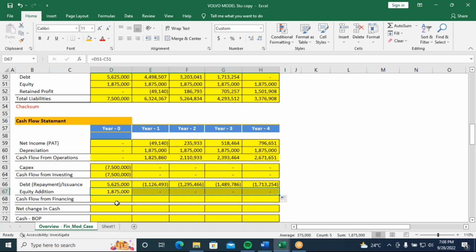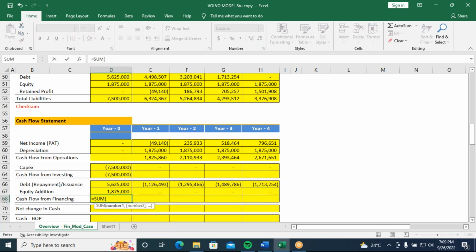So cash flow statement is equal to sum of, open the parenthesis, D66 to D67, that is debt plus the equity amount. Let's select and I will drag.